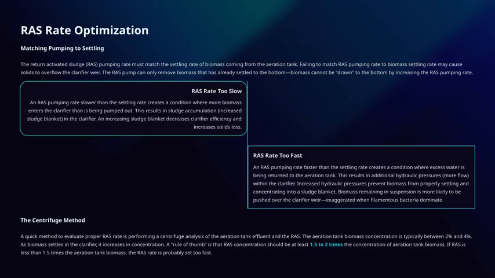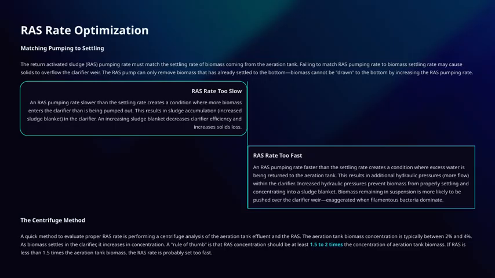The key idea here is that the return-activated sludge, or RAS, pumping rate must be aligned with the settling rate of the biomass coming from the aeration tank. If we don't match these rates properly, solids can overflow the clarifier weir, which is something we definitely want to avoid. Remember, the RAS pump can only remove biomass that has already settled to the bottom. It can't pull biomass down by increasing the pumping rate. So, increasing RAS flow won't draw biomass down. It can only remove what's already settled.